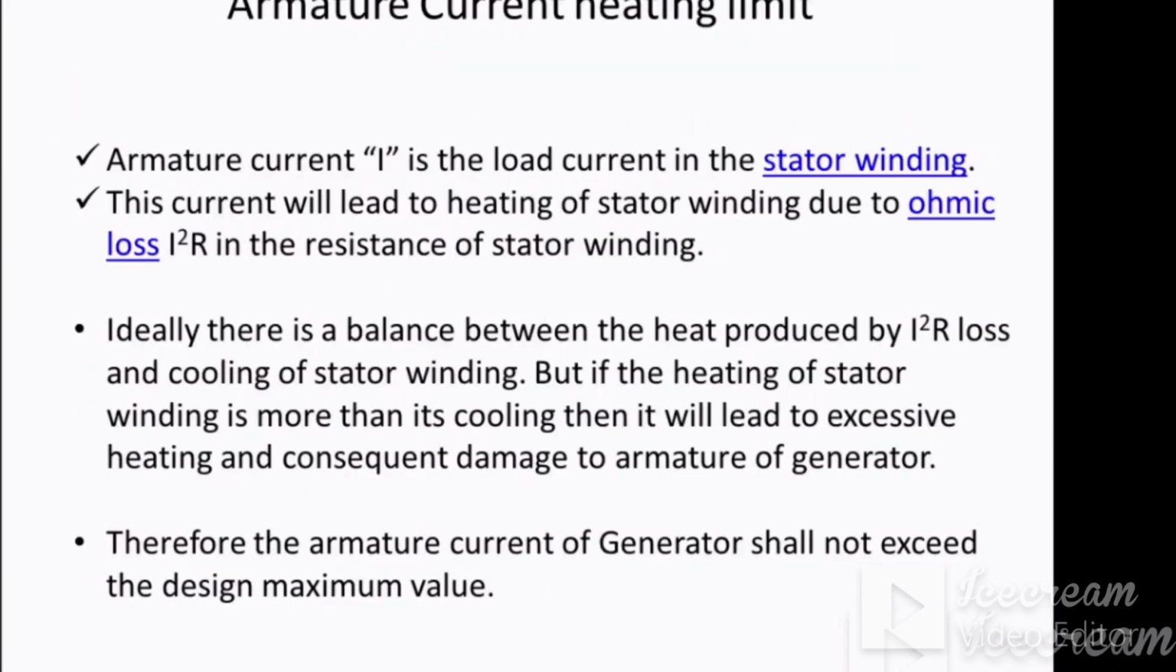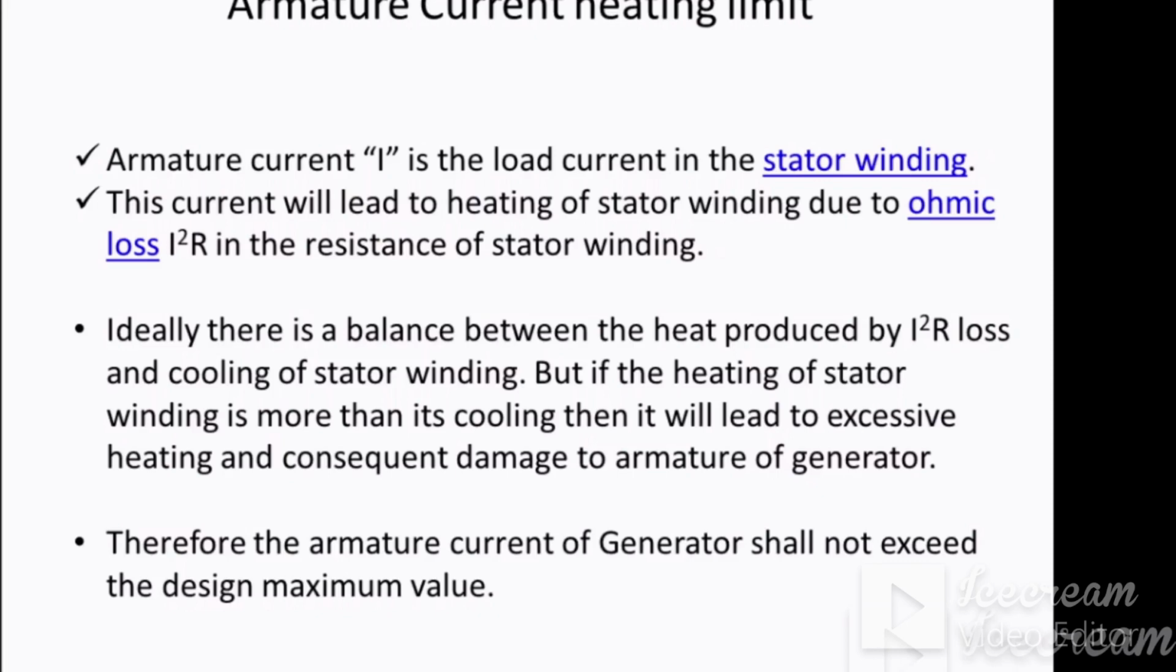Before going on to the phasor diagram, we will first look at what limits the armature current. Here the armature current is the load current in the stator winding. In case of an alternator, your armature is the stator and your field winding is the rotor. So whatever current is flowing in the stator winding is the load current or the armature current, and it is denoted by I. This current will lead to heating of the stator winding due to the I square R losses.